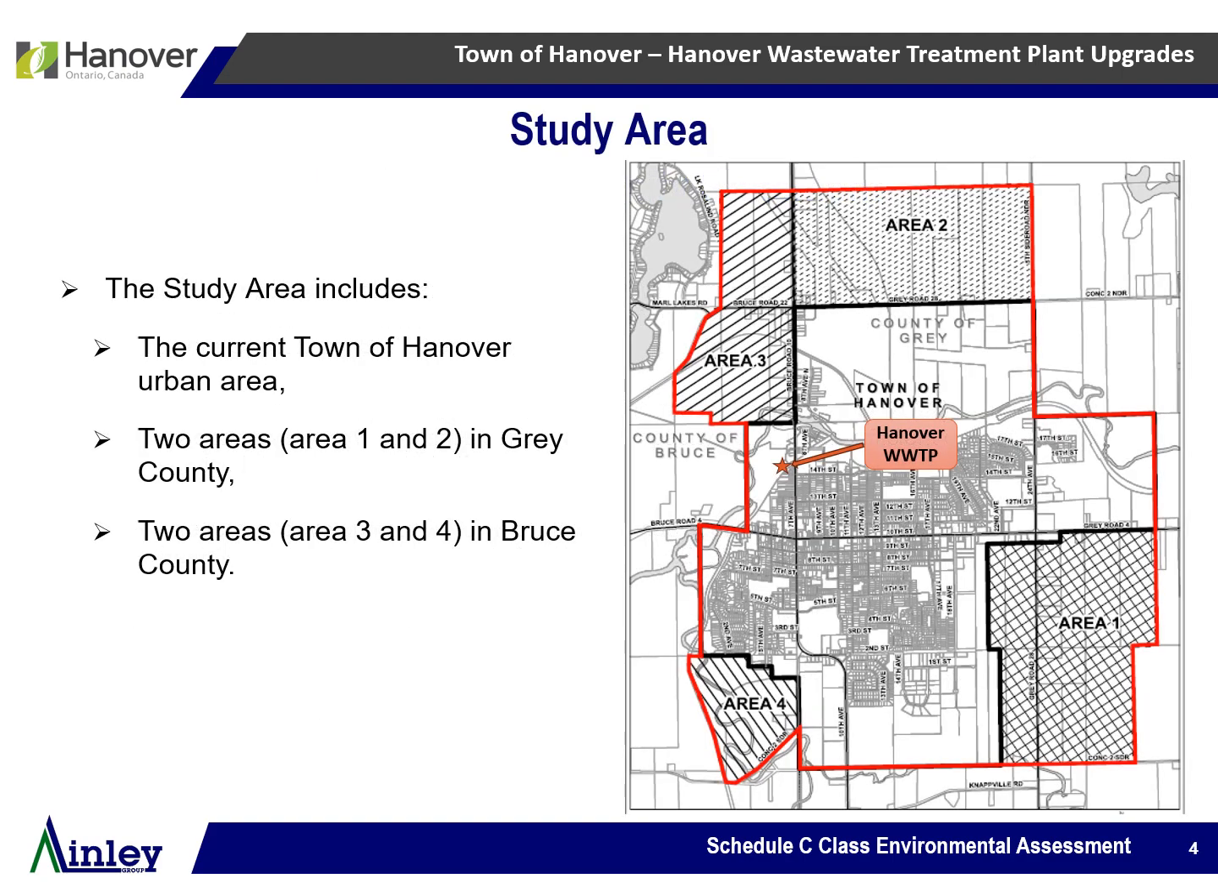The study area for this project is the current municipal boundaries of Hanover and 4 potential expansion areas outside of the boundary, 2 extending into Grey County and 2 extending into Bruce County. The wastewater treatment plant upgrade will be planned to service existing households and also forecasted residential and industrial growth within the study area until the year 2052.